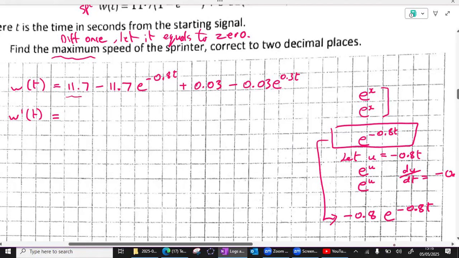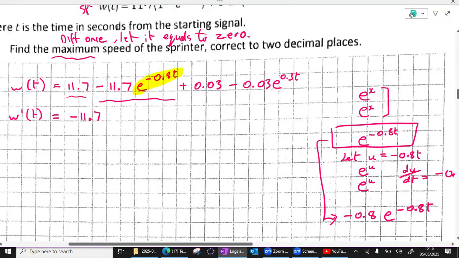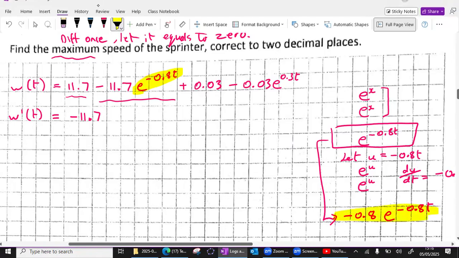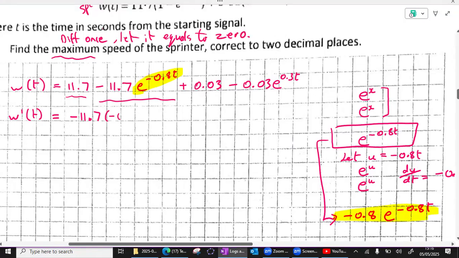Now, any number on its own goes, so 11.7 is gone. When I differentiate this, the negative 11.7 will still be there because any number that's multiplying is still going to be there. Then the e itself, as I've just explained, is going to turn into this. So that's what comes next. I'll put a bracket here, negative 0.8 e to the negative 0.8 t. The next one is just a number, so that's gone.